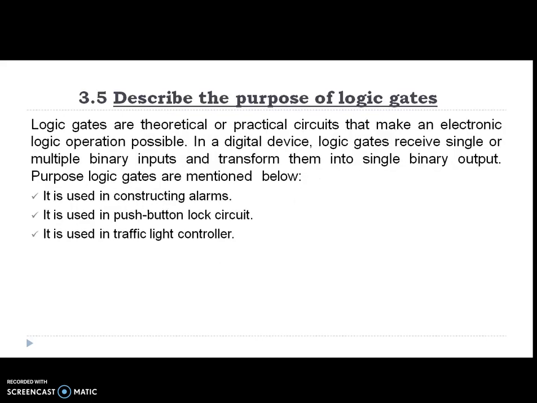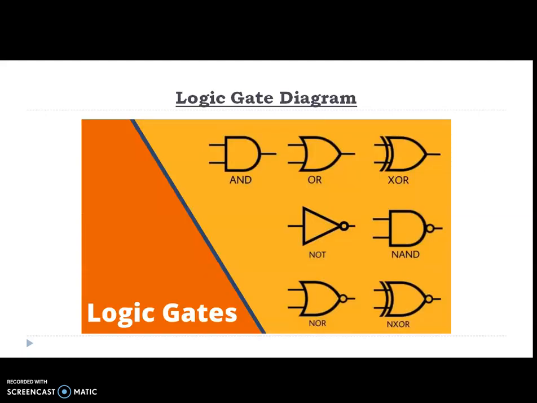Describe the purpose of logic gates. Logic gates are theoretical or practical circuits that make an electronic logic operation possible. In a digital device, logic gates receive single or multiple binary inputs and transform them into a single binary output. Purposes of logic gates are mentioned below. It is used in constructing alarms. It is used in push-button lock circuits. It is used in traffic light controllers. Logic gate diagram.